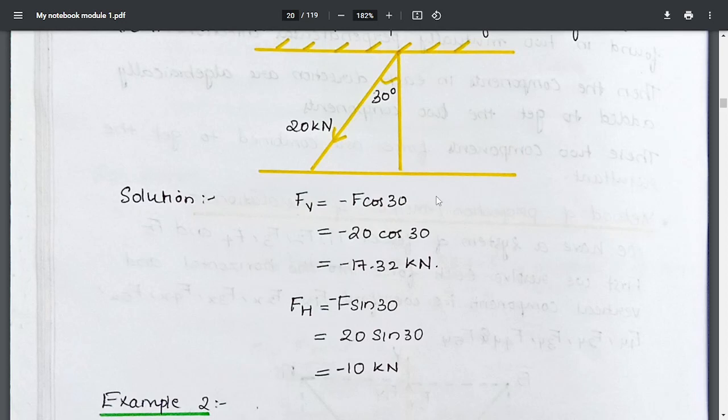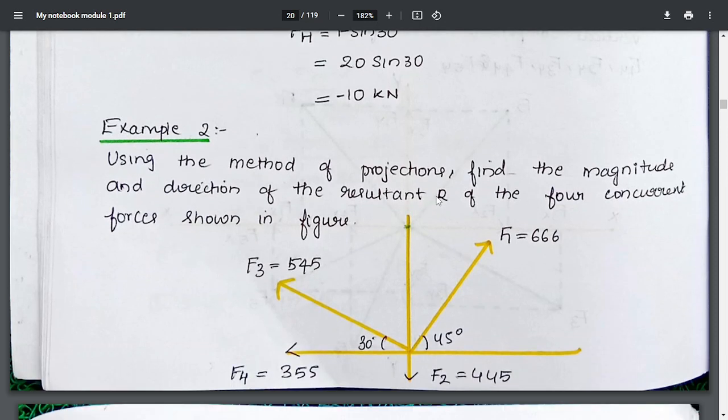Okay, now let us see example number 2. Using the method of projections, find the magnitude and direction of the resultant R of the four concurrent forces shown in the diagram. So in this we are given a figure. We have forces F1, F2, F3 and F4. We need to resolve these forces into a single resultant force using the method of projections. So pause the video, do the problem, and then look for the answer.